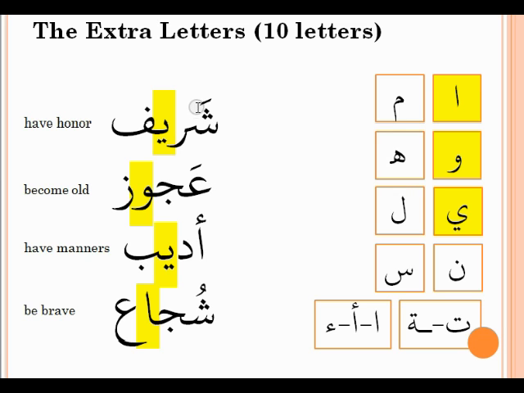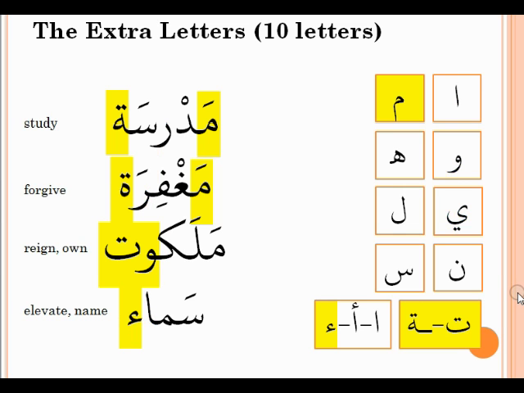Ajuz, these are all adjectives, by the way. So adjectives usually have long vowels injected in the middle of the root to create them. Sharif, ajuz, adib, and shuja'. Let's take a look at another set of words to find the attached letters. They are madrasa and maghfira.